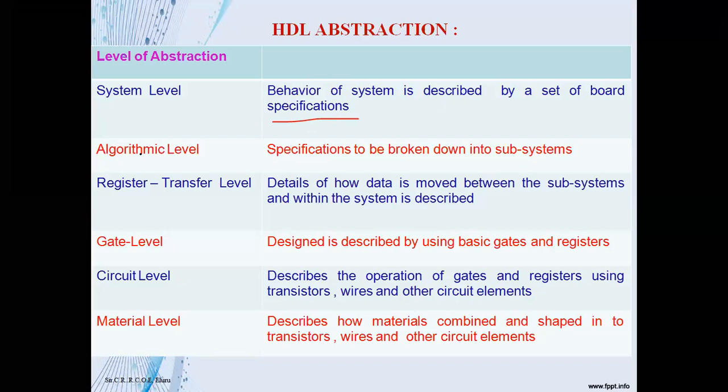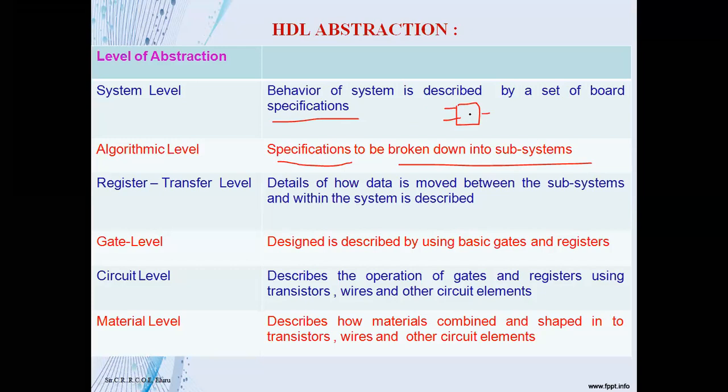And the second level of the abstraction in the HDL is the algorithmic level. In the algorithmic level, the specifications are broken down into subsystems. For example, I want to design a CPU of a computer. That is the system level design. Example to that, CPU of a computer.